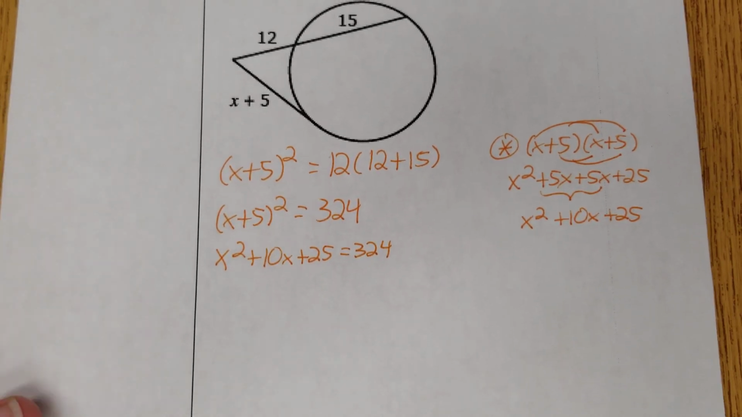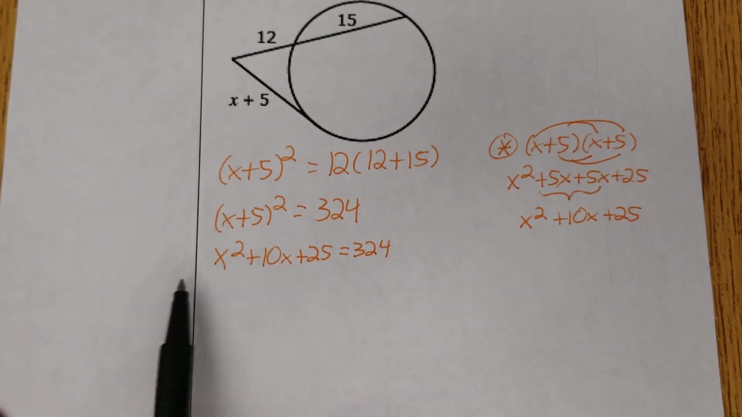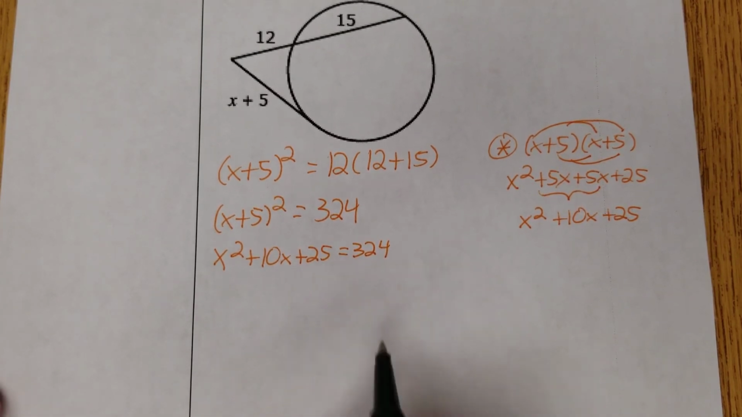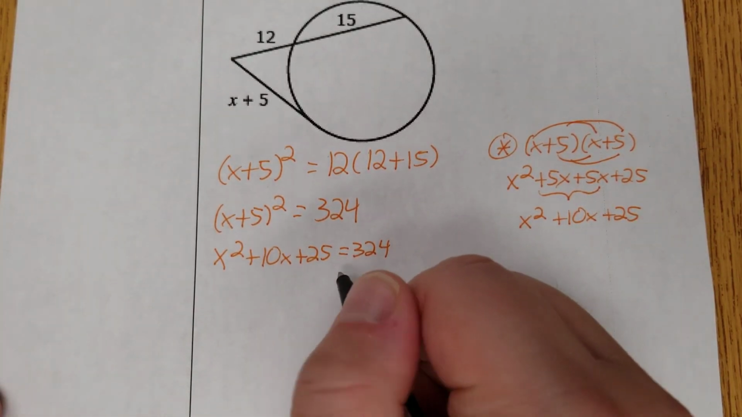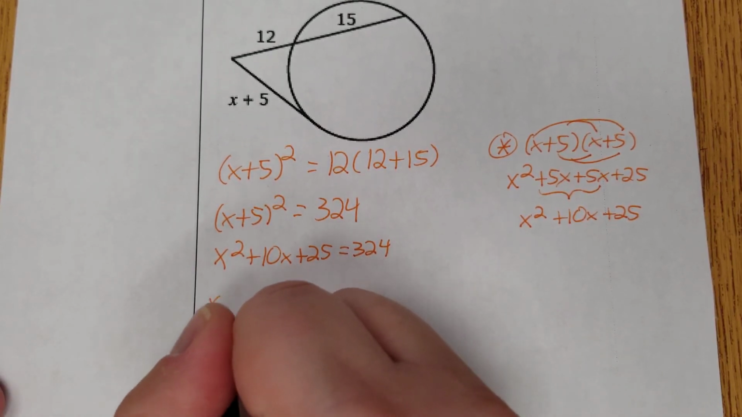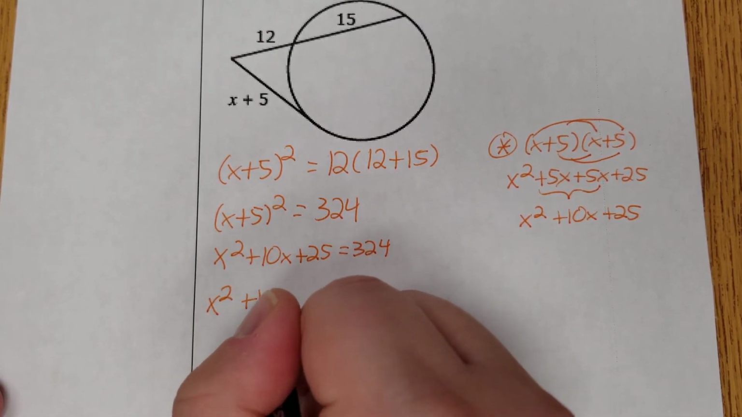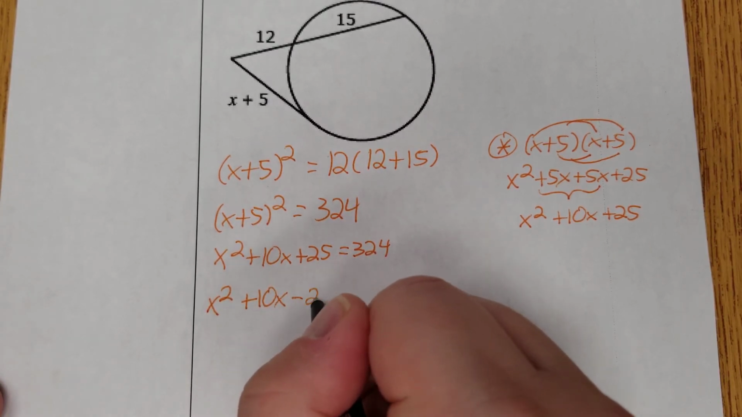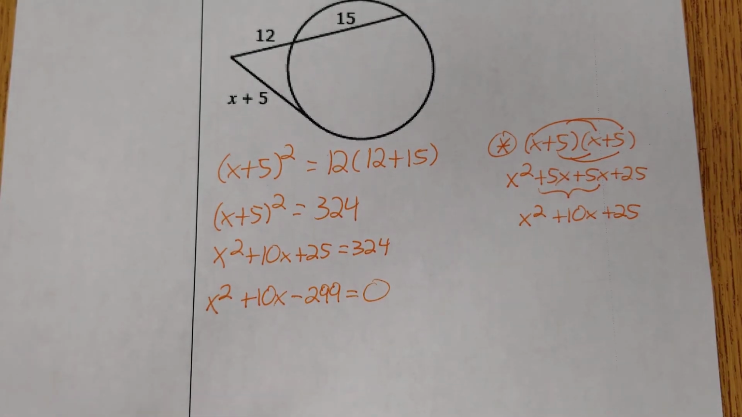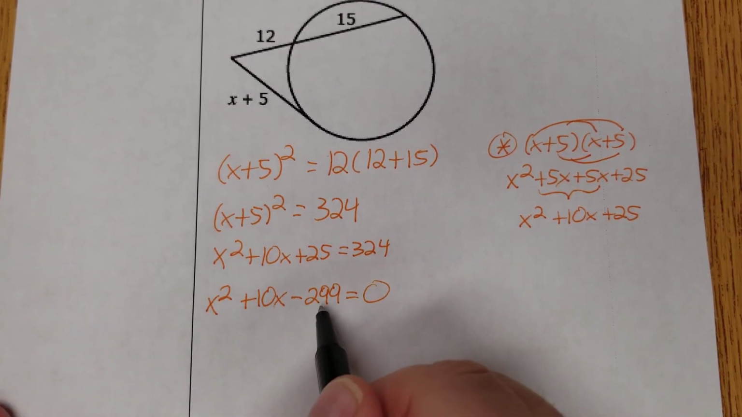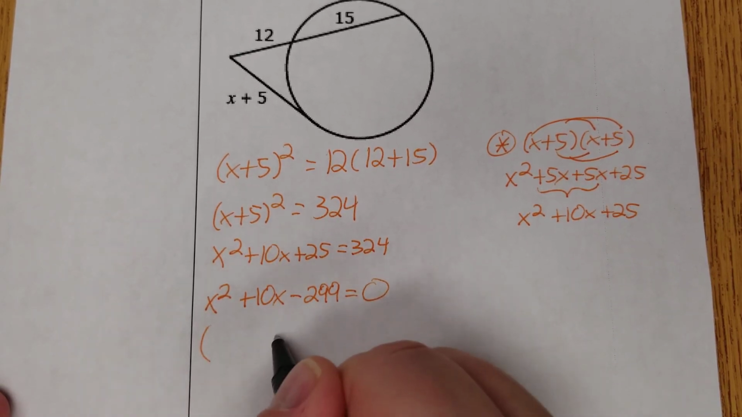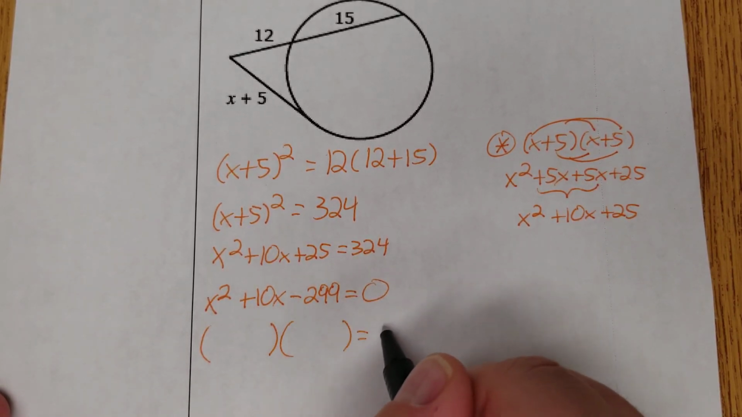Now, unfortunately, I cannot solve a quadratic that's of this format unless it's equal to 0. So I am forced to subtract the 324 over to the other side and turn my problem into x squared plus 10x minus 299 equaling 0. Now it's a matter of, let's go find some factors that could make this work. So we're going to generate a factored form here.